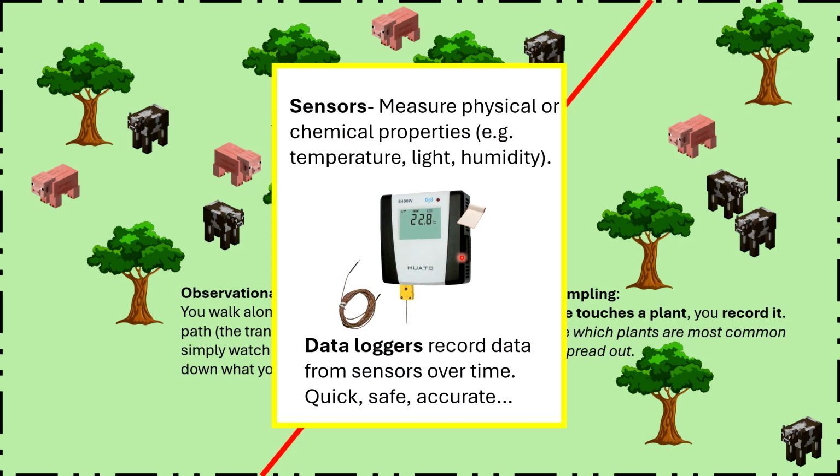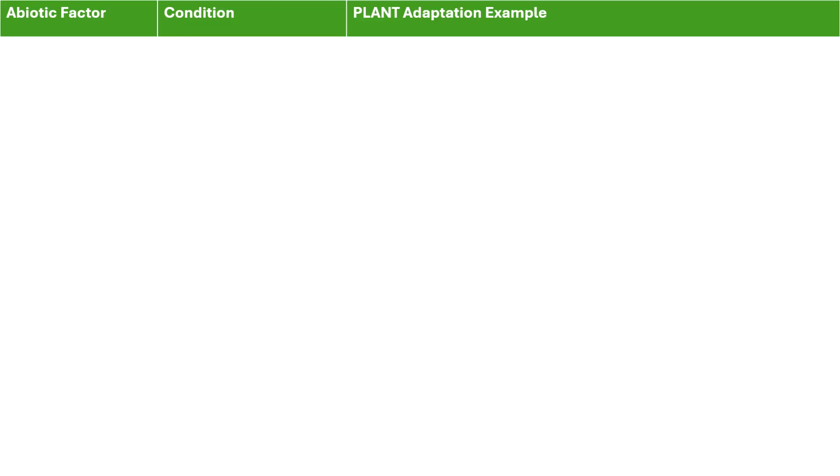Now, nowadays we also have sensors that measure physical or chemical properties such as temperature, light, or humidity, and data loggers that record this data from the sensors, and this is quicker, safer, and more accurate than doing it manually. Abiotic factors, the conditions they imply, and the adaptations of certain plants as a response.